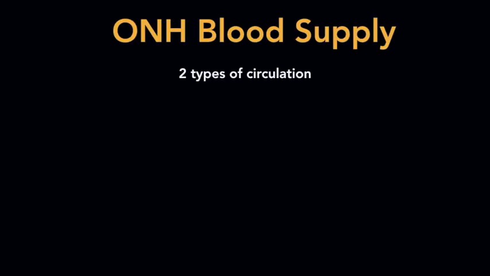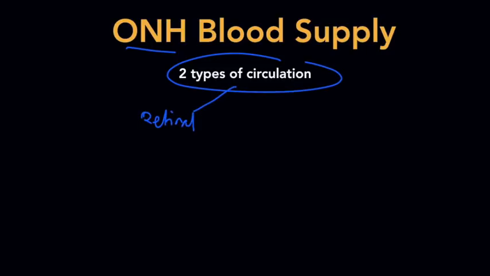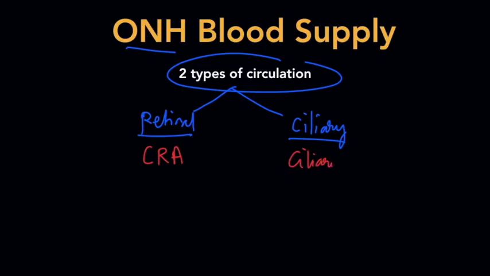Optic nerve head, not the optic nerve, but just the optic nerve head, has basically 2 types of circulation. One is the retinal circulation. The other is the ciliary circulation. The retinal circulation occurs by the central retinal artery and its branches. The ciliary circulation happens with the help of the ciliary arteries. Okay? To be more precise, the short posterior ciliary artery and its branches.